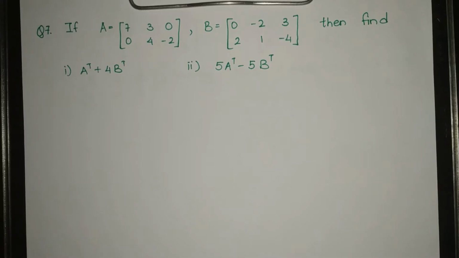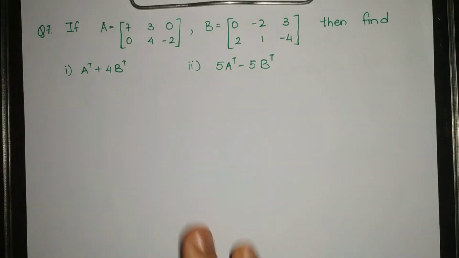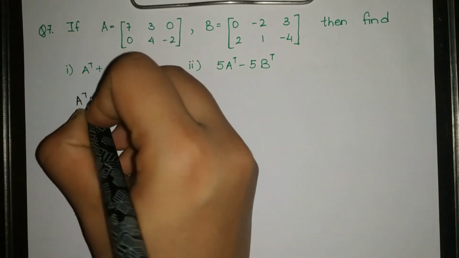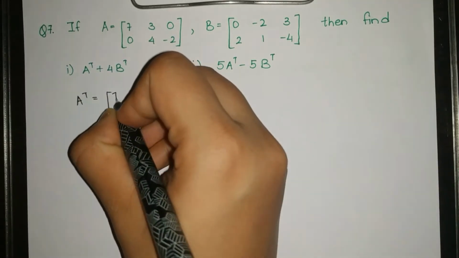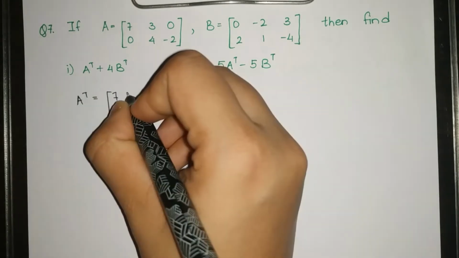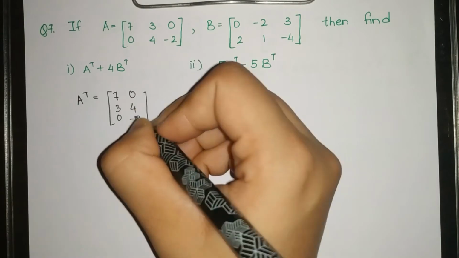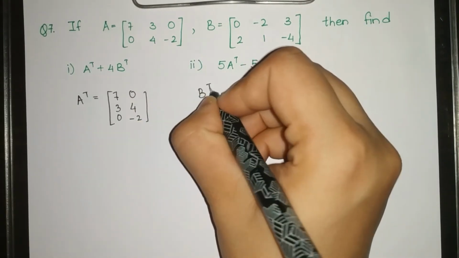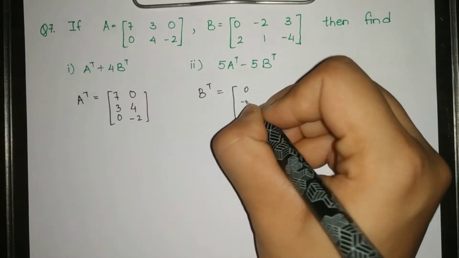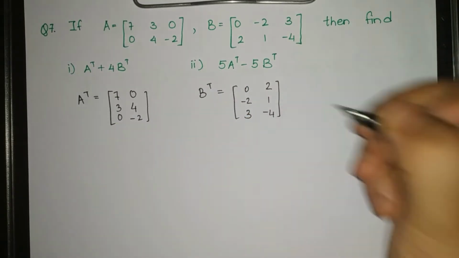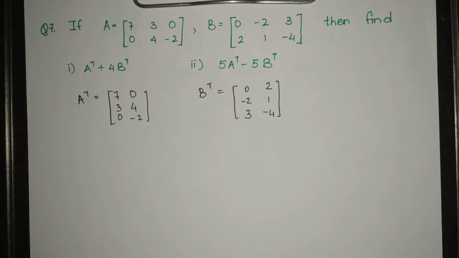In the 7th question, we have matrices A and B and then we have to find these things, okay. तो इसके लिए first दोनों के लिए we need A transpose and B transpose, तो वो कर लेते हैं. तो A transpose is equal to, अभी ये हो जाएगा एक 3 cross 2 मैट्रिक्स, तो 7 3 0 कॉलम में आएगा और फिर 0 4 -2 वापस सेकेंड कॉलम. And B transpose is going to be 0 -2 3 and 2 1 and -4. Okay. अभी इसके बाद let us find this.